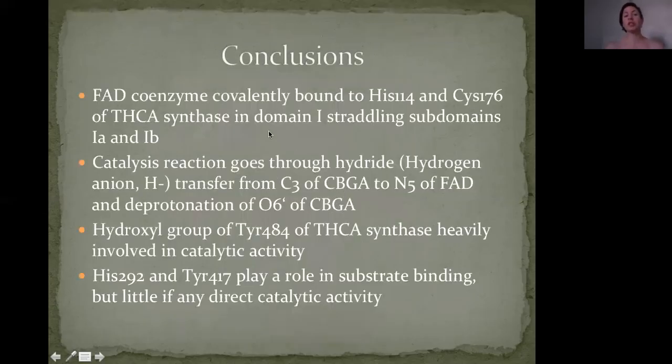And in conclusion, the FAD coenzyme covalently binds to the histidine 114 and cysteine 176 of the THCA synthase in domain 1, and it straddles subdomains 1A and 1B. The catalysis reaction goes through the hydride transfer from the C3 of CBGA to the N5 of FAD and the deprotonation of the O6' of CBGA. And the hydroxyl group of the tyrosine 484 is heavily involved in this deprotonation catalytic activity. And again, the histidine 292 and tyrosine 417 play a role in substrate binding, but little, if any, direct catalytic activity. That's my presentation.